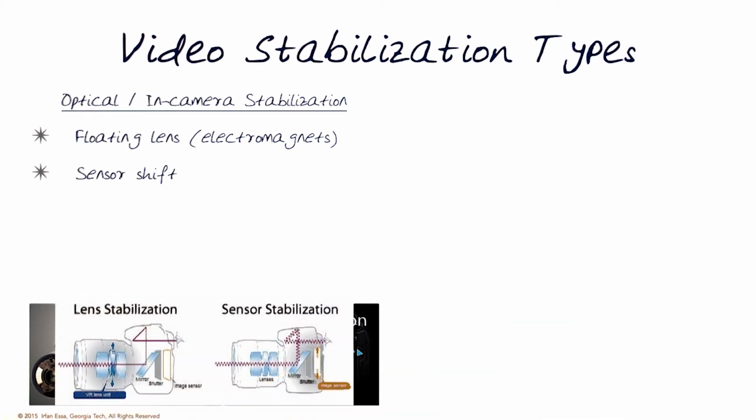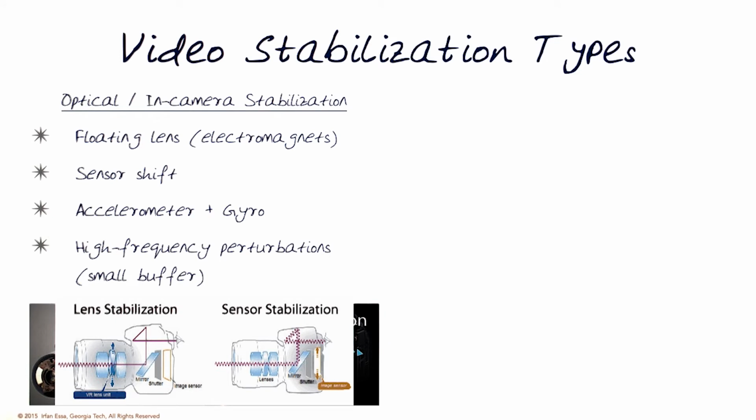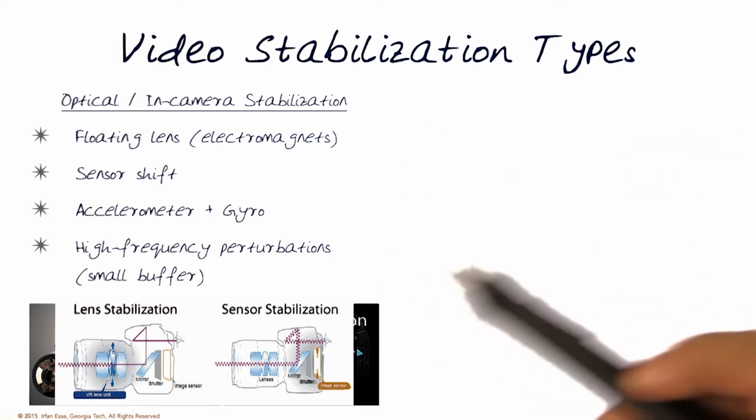And these are being embedded into the cameras themselves. Again, you see on high-end SLRs and such, they have these types of features. Sometimes they can also use the accelerometer and a gyro, which is becoming more and more popular with the newer handheld cameras, where there is a sensor built into the camera which tells you how fast the camera is moving, and you can use that as a priori information to remove some of the jitter.